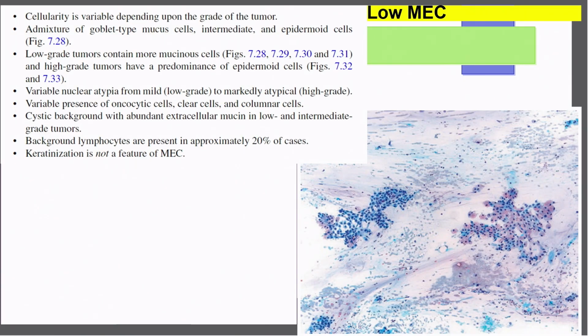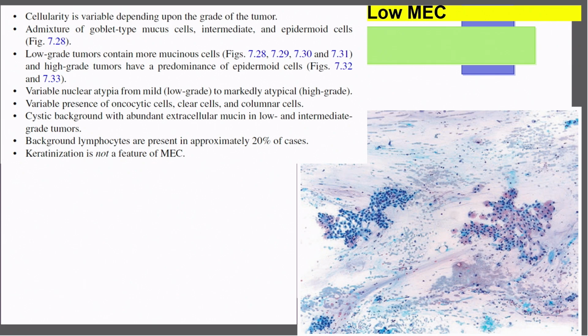One of the most typical is low-grade MEC, in which you can see we have the typical features of this mucoid component, but also clusters of cells in which we have mucus-producing cells intermingled with squamoid cells.